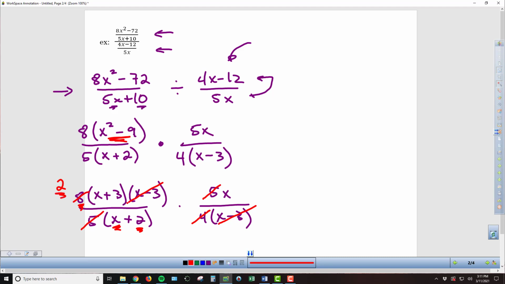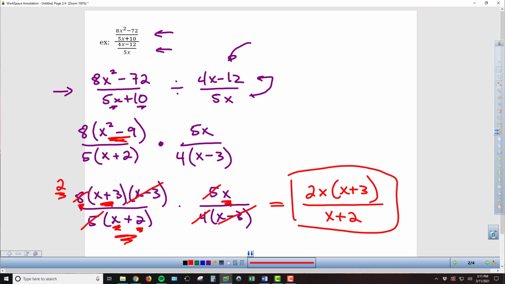So up in the top, I don't want to lose track of anything. I've got this 2, this x plus 3, and this x. So I can write that as 2x times x plus 3 if I order it like that. And then that's all over the only thing left in the bottom, this x plus 2. So we'll leave that there. And so that's the best that we can do in reducing that expression.